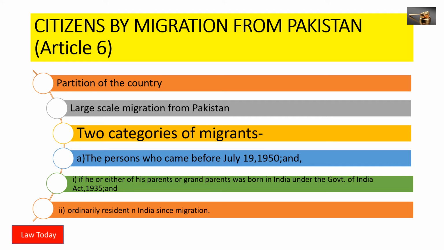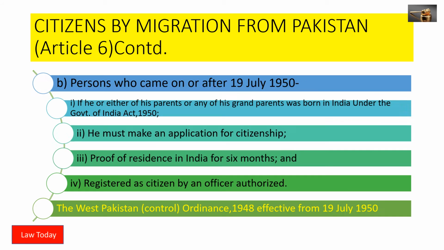The first category includes those persons who came before 19th July 1948, if he or either of his parents or any of his grandparents was born in India prior to the independence under the Government of India Act of 1935. And secondly, if he had been ordinarily resident in India since the date of his migration.